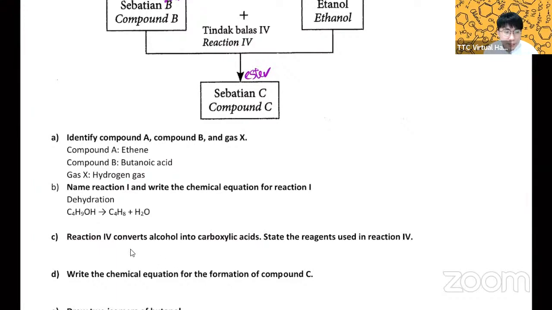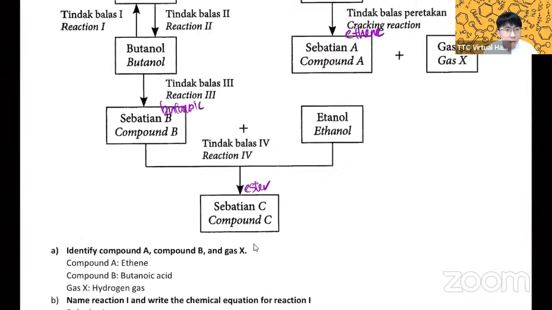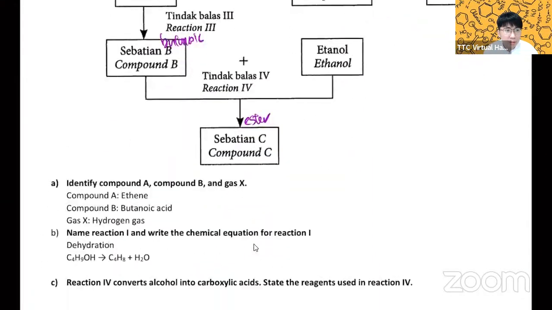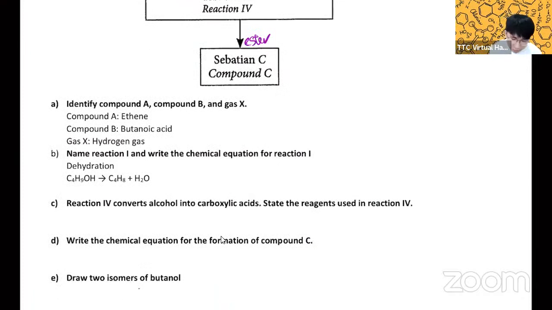Okay, reaction 4 converts alcohol into carboxylic acid. Converts alcohol into carboxylic acid, that one is reaction 3. I think this one is wrong. Okay, reaction 3 converts alcohol into carboxylic acid. State the reagent used in reaction 4.